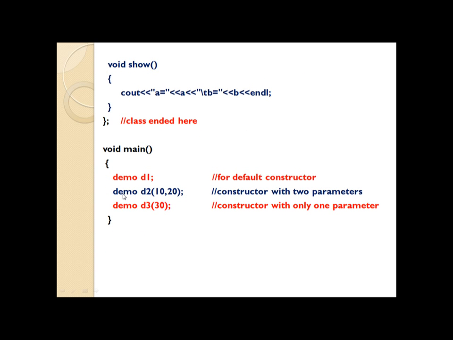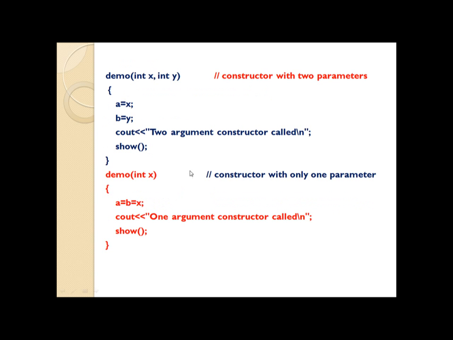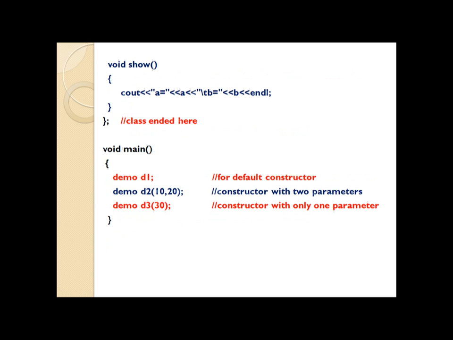And then when control gets this demo d2 10 20, it will move to the second constructor. So 10 will be x, 20 will be y. Both the values of x and y will be assigned to a and b respectively, and then the message will get displayed, two argument constructor, and with the help of the show function we can see the values of a and b.